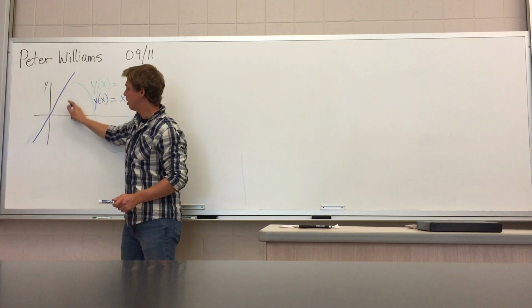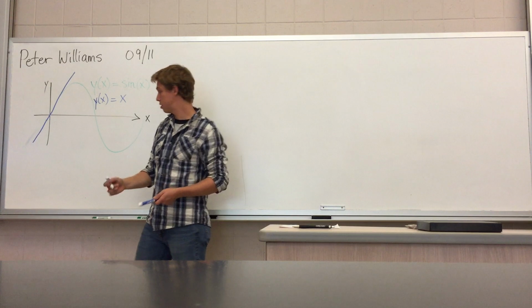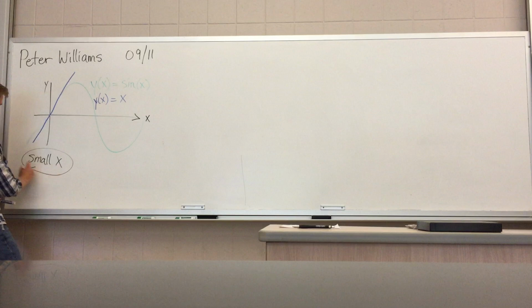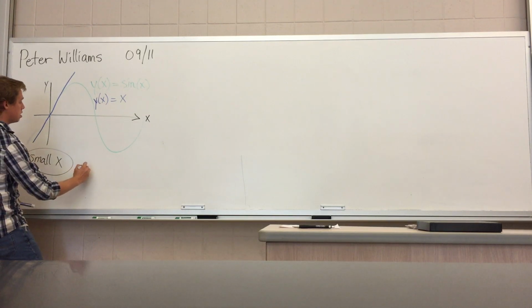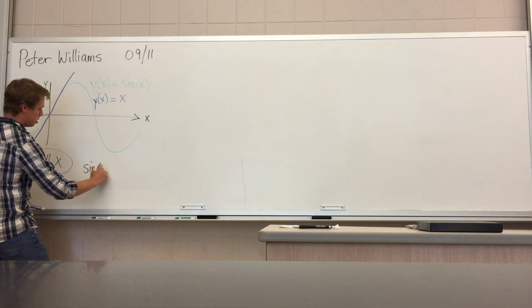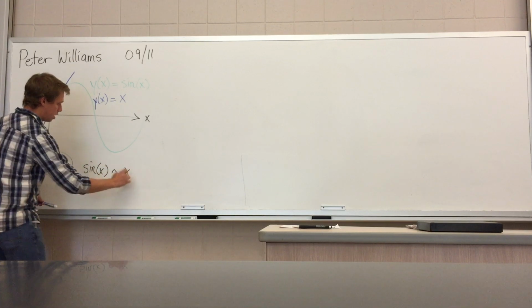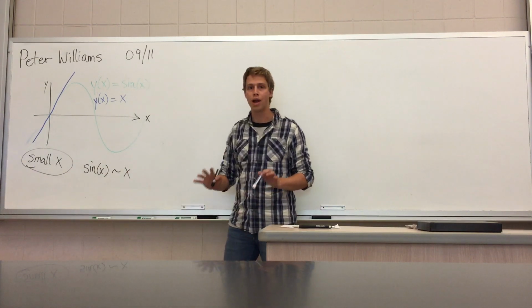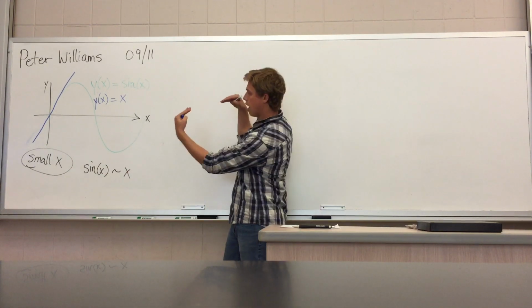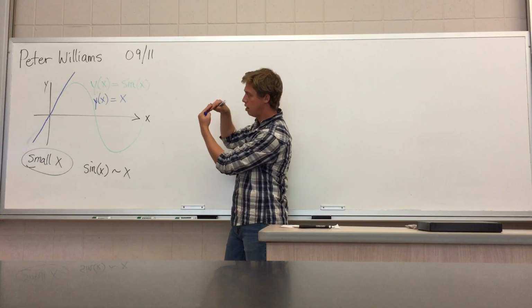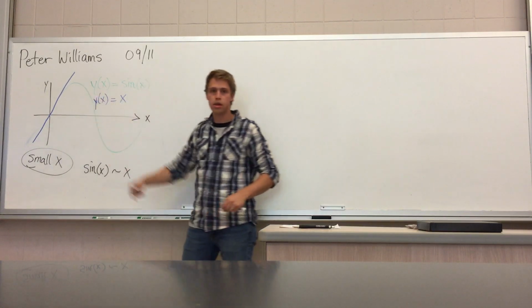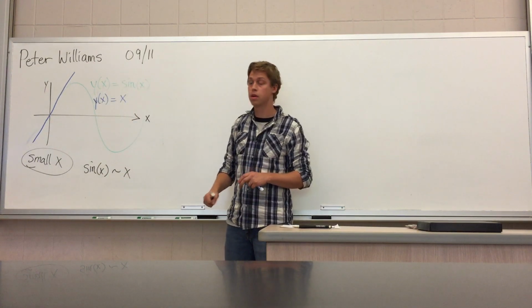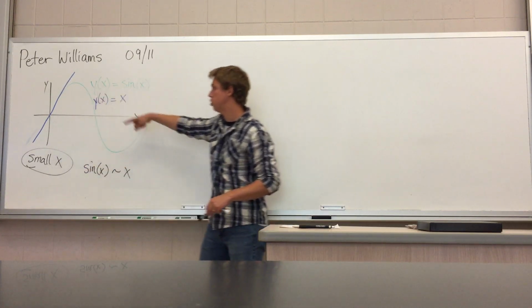But right here, near the origin, for small x, sine of x is almost the same as x. I'm going to use this little squiggly to indicate that it's not quite equal, because that curve and that line never quite are exactly equal. But they're so close here that they're within the width of my marker, okay? It looks like that's lying right on top of that. So if my x is small, those two functions are the same.